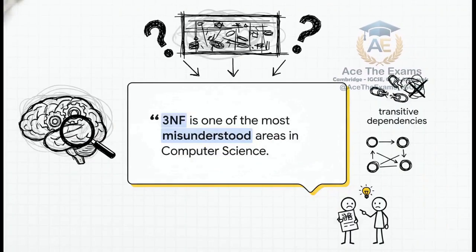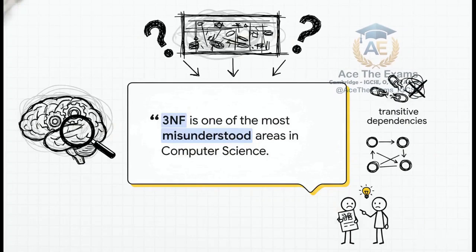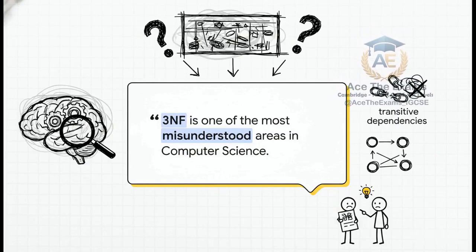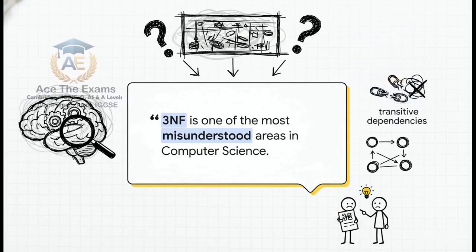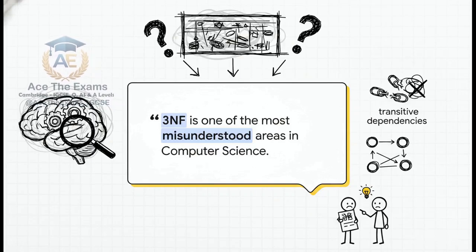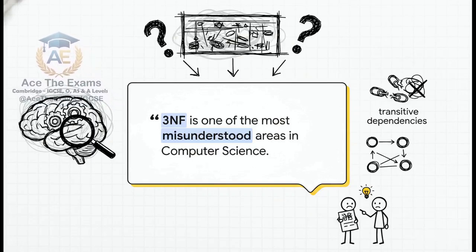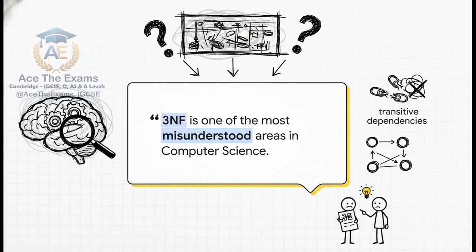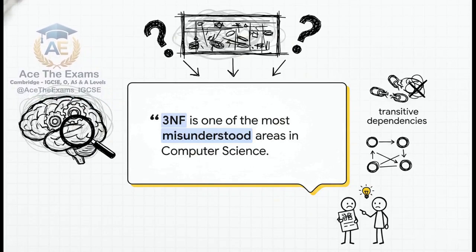Okay, listen to this incredibly revealing quote straight from the principal examiner reports. They literally wrote, "Normalization, third normal form, is one of the most misunderstood areas in computer science." Let's fix that right now. Now, when examiners say misunderstood, they don't necessarily mean that you don't know what a primary key is. They mean that candidates completely and utterly misunderstand what the examiners actually want to see on the page.